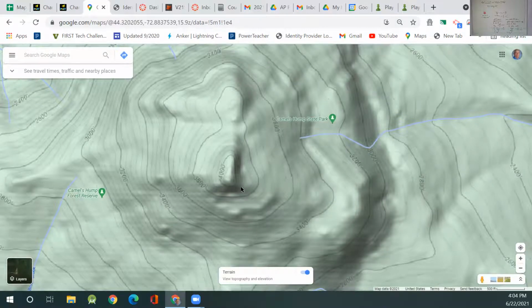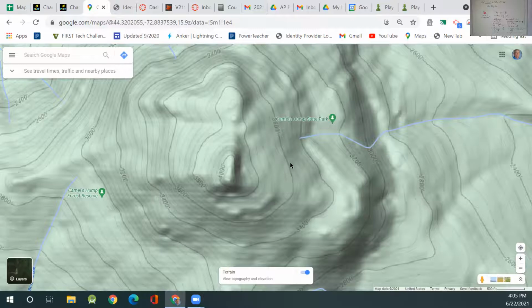So if I was trying to take it easy in ascending Camel's Hump, I'd probably come up on the eastern side and start off from the state park. And then take it nice and easy, because where these lines are closer together, it means it's steeper.